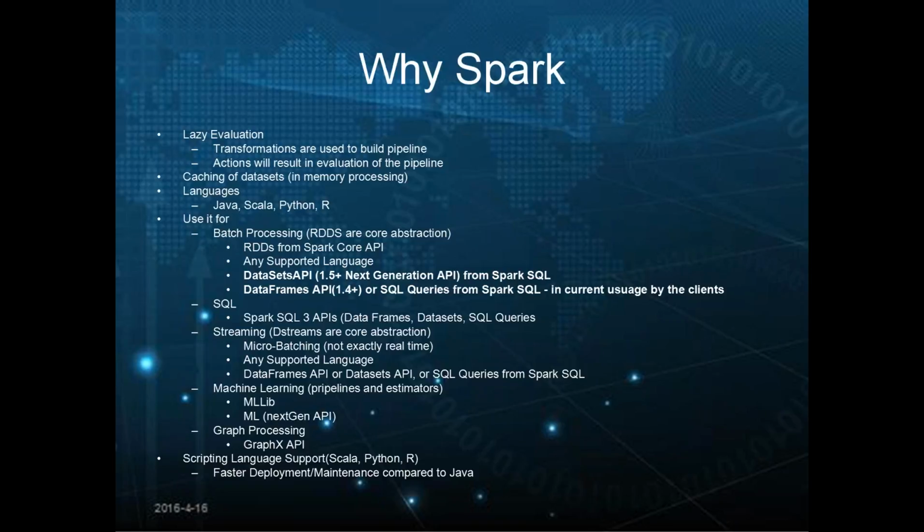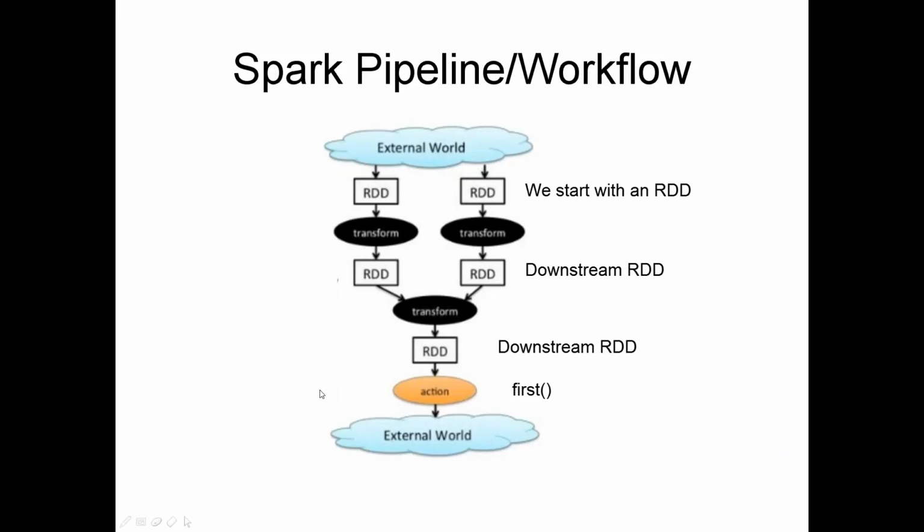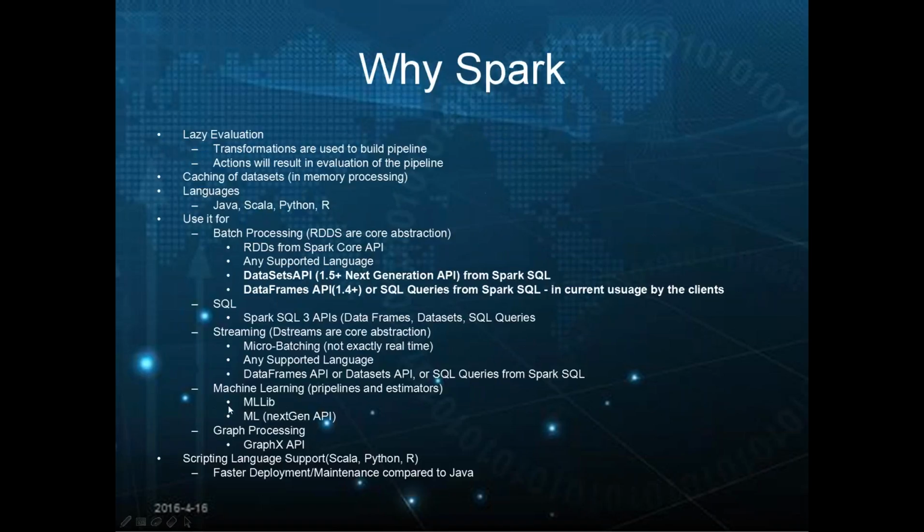Even in Spark streaming, you could use the same APIs you're using for batch processing, such as the DataFrames API, the Datasets API, or you could just use straight SQL queries. You can run SQL queries on your streaming data. The main use case, I think, for Spark is machine learning, where you could build your pipelines and estimators. They have 2 types of APIs available for machine learning, the MLlib library and the ML library. This ML library is your next generation API that's been released recently.